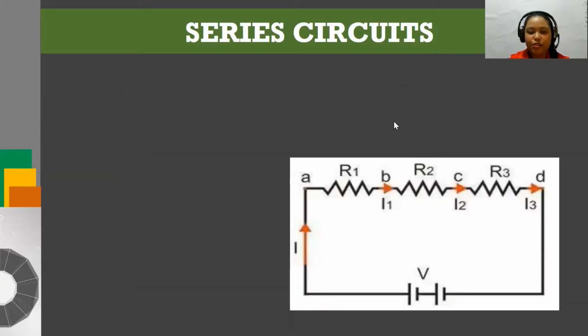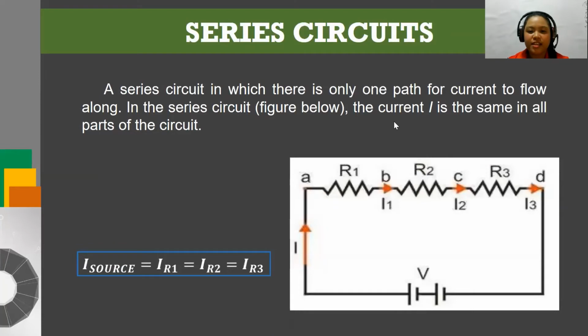So I have here a sample circuit, a series circuit, in which there is only one path for current to flow along. In the series circuit, as shown in the figure here, the current is the same in all parts of the circuit. So the current that passes through the different resistors, resistor 1, 2, and 3, are all the same. So the source current is just equal to the current that passes through each resistance.